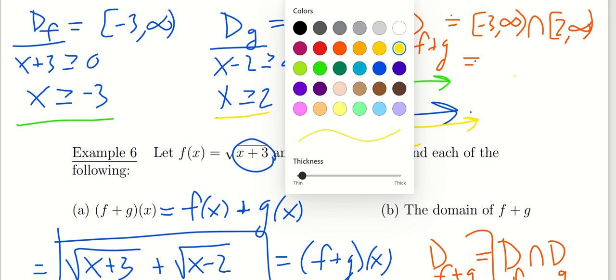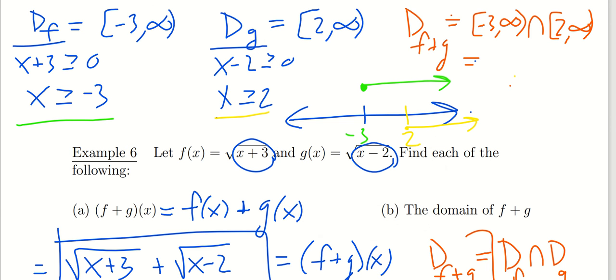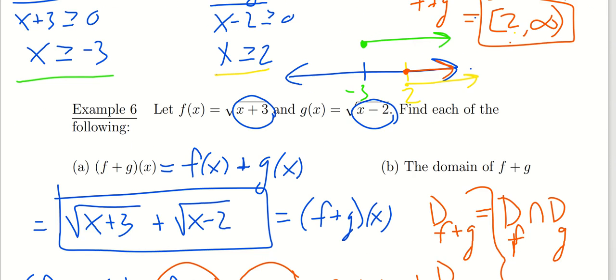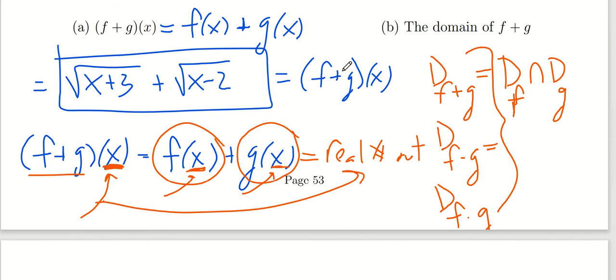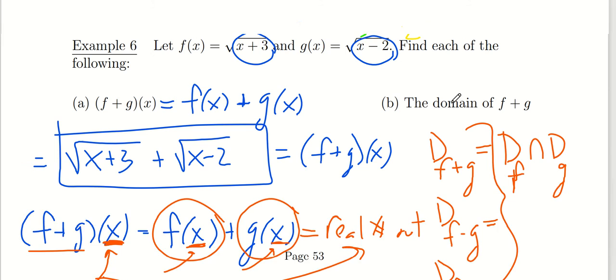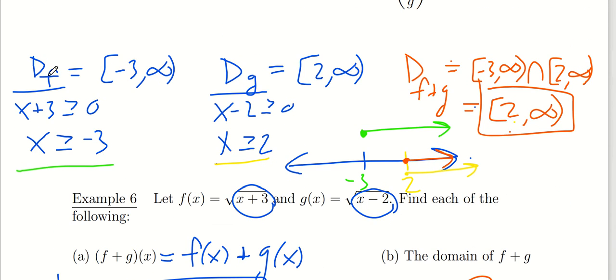So if we're looking, what is the intersection? What values do those two things have in common? The answer is they have everything in common starting from 2 and going all the way to the right. And so that would be the domain of f plus g. It's going to be the set from 2 to infinity. Again, the way that you find the domain of that combination is you must first start by finding the domain of f, the domain of g, and then intersecting the two.